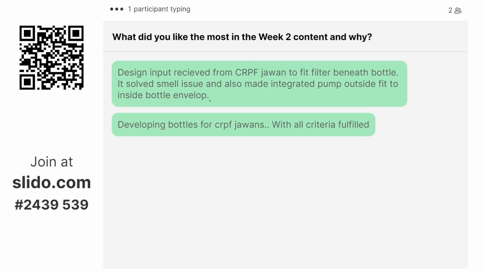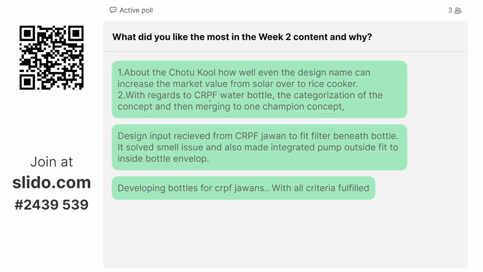It solved the smell issue and also made integrated pump outside fit to inside the bottle envelope. I think that's also a very, very interesting point. They mentioned that when you had the filter inside in the bottle, after some time it would stink. And that stink would also go inside water. So it would not be a very great experience in drinking the water.